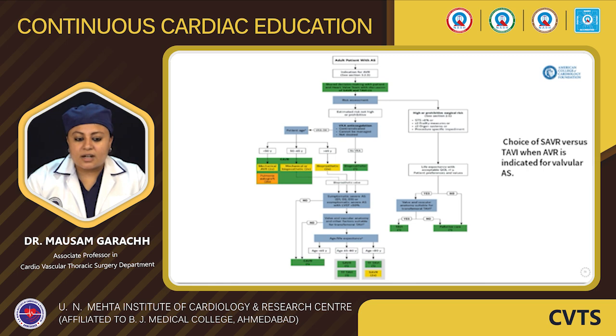Now, if the patient risk assessment is high, if the STS is more than 8%, or frailty measures more than 2, or there are more than 2 organ systems involved, or a procedure-specific impediment, then we have to see life expectancy with an acceptable quality of life, which is more than 1 year. If the patient preferences and values are yes, and the vascular and valve anatomy is suitable, then we go for TAVI, and if not suitable, then palliative care. And if the life expectancy is less than 1 year, then we go for palliative care.